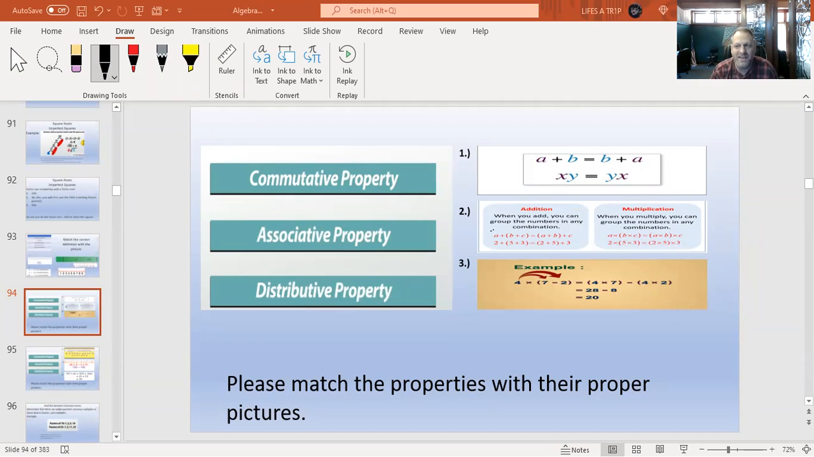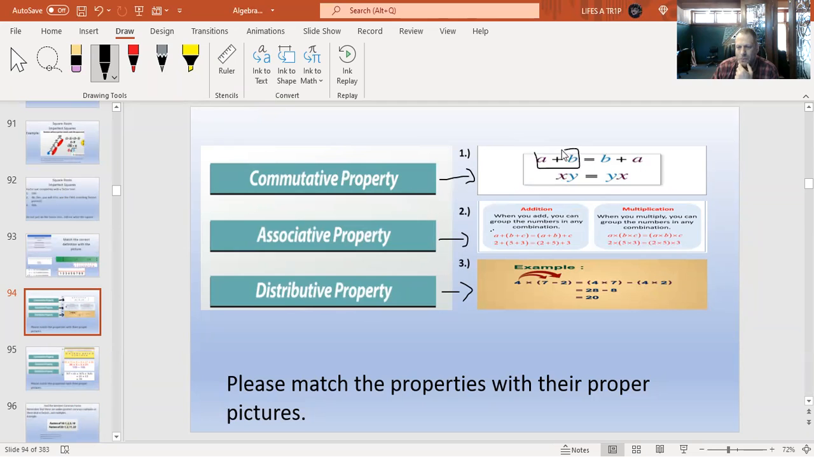All right, guys, so let's look at the commutative property. We don't have to match because it's going to be straight across from each other. I do things pretty easy. All right, so guys, let's look at the commutative property as far as addition. So A plus B equals B plus A.